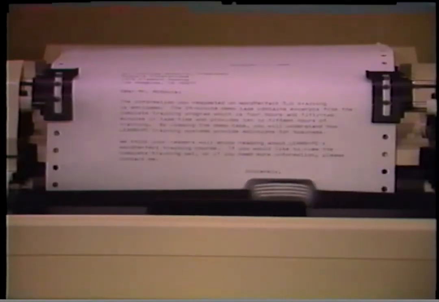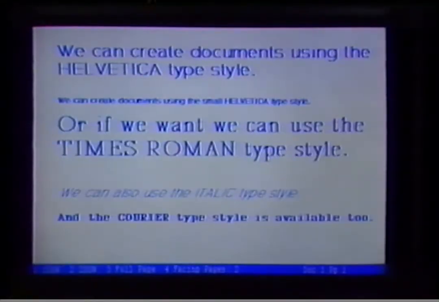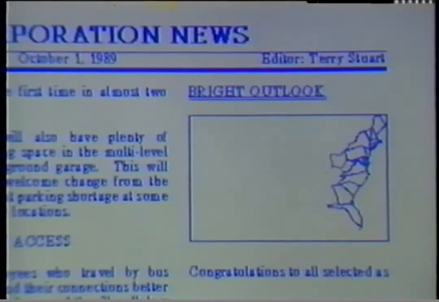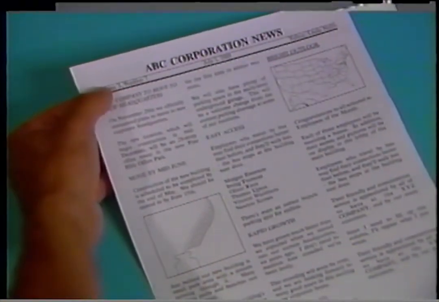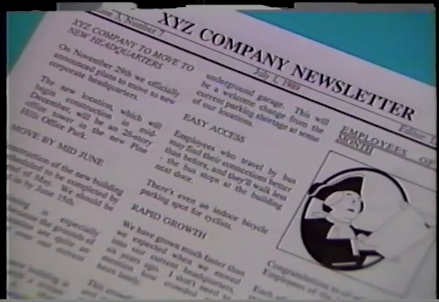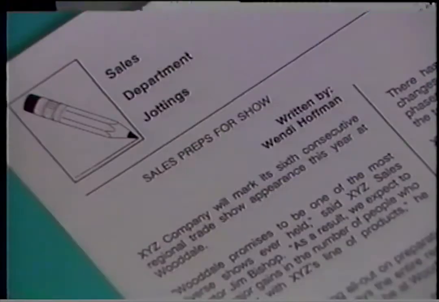Some word processing programs let you use different fonts, that is, different styles and sizes of type. Some let you make complex layouts and also include pictures and other graphics so that you can create sophisticated documents. These word processors allow you to make documents that look like they were professionally published.